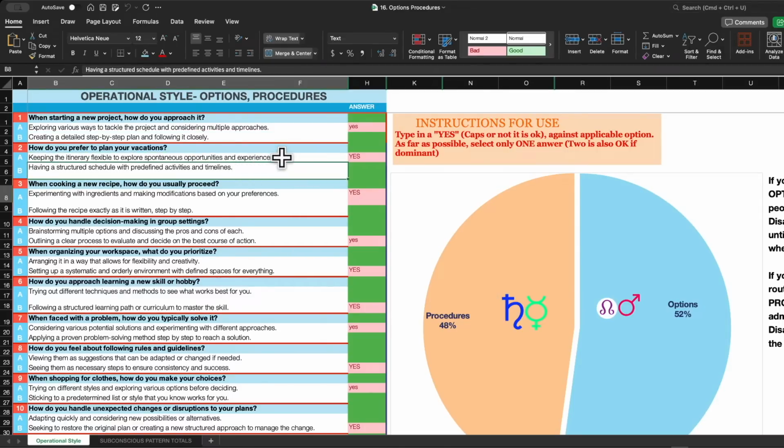You can select one in the answer box, yes, and it will total and tell you what kind of dominant inclination you have. You're more of an options person or a procedures person. This individual in the test case is more of an options person. 52% is options, 48% is procedures.